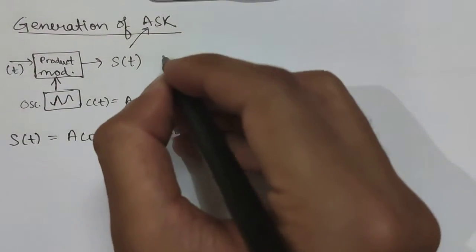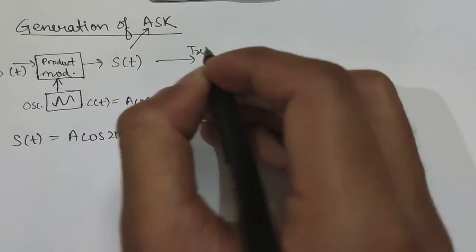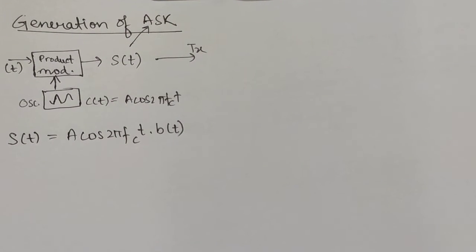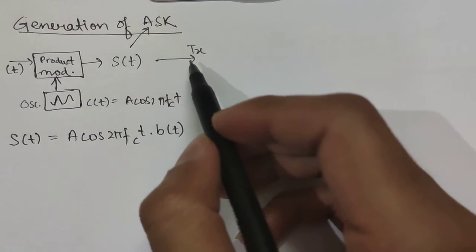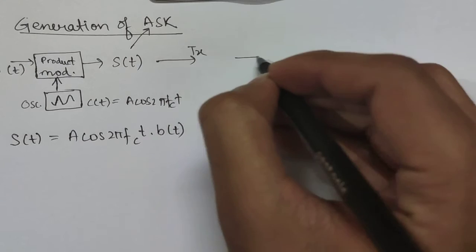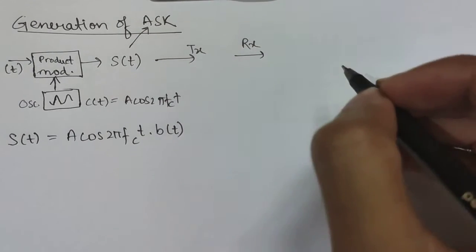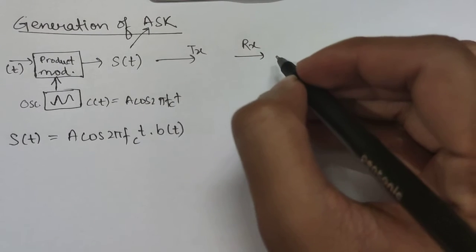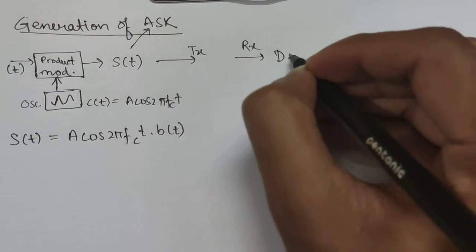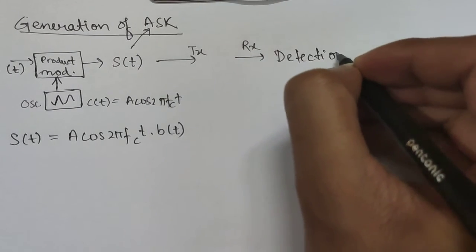This ASK signal is now transmitted either wireless or wired. We are assuming the channel to be noiseless and everything to be ideal. This transmitted ASK signal is received by a receiver. Now the receiver's job is to detect the ASK. Detection of ASK.